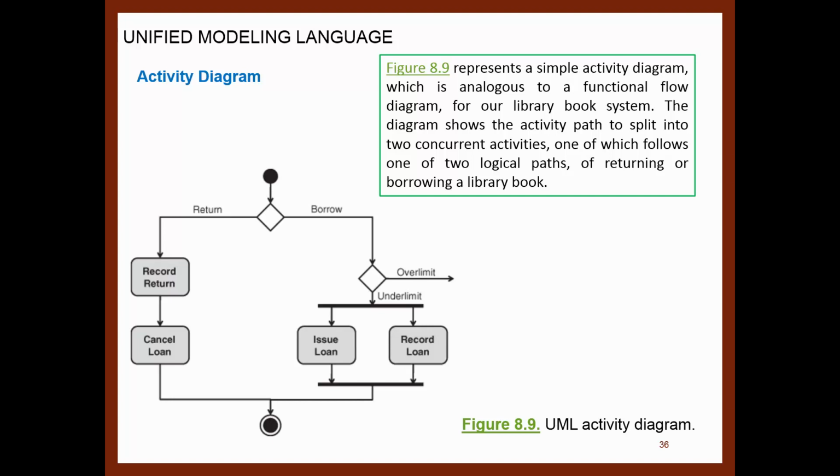So those diagrams represent decisions, or "if", and at this point that means that you are returning or borrowing. And then if you go to your left, we have the record return and the cancel loan. Those are some activities. And then if you go to your right, you're into the borrow scenario, which leads to a next decision, whether you are over limit or under limit. And if you are under limit, you have two activities that can be performed.